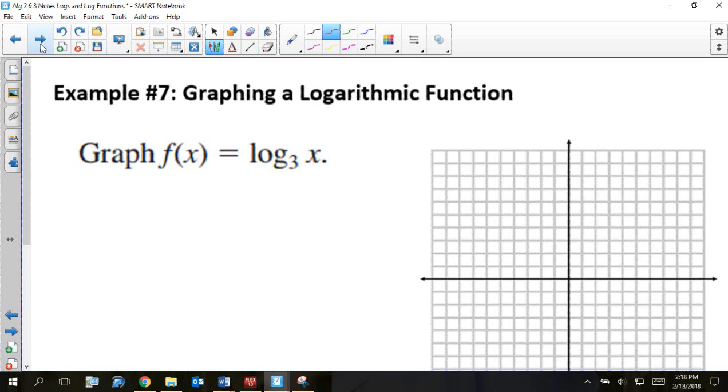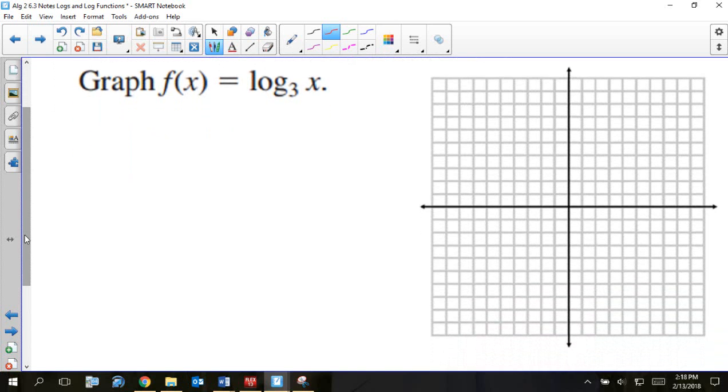So I'm going to go through what I would expect to see in your assignment today. So take good notes. First thing I'm going to do is I'm going to think about my inverse. I'm going to graph log base 3 of x, but I don't know how to graph log. I know how to graph its inverse. What is the inverse of log base 3 of x? We just went over how to find inverses.